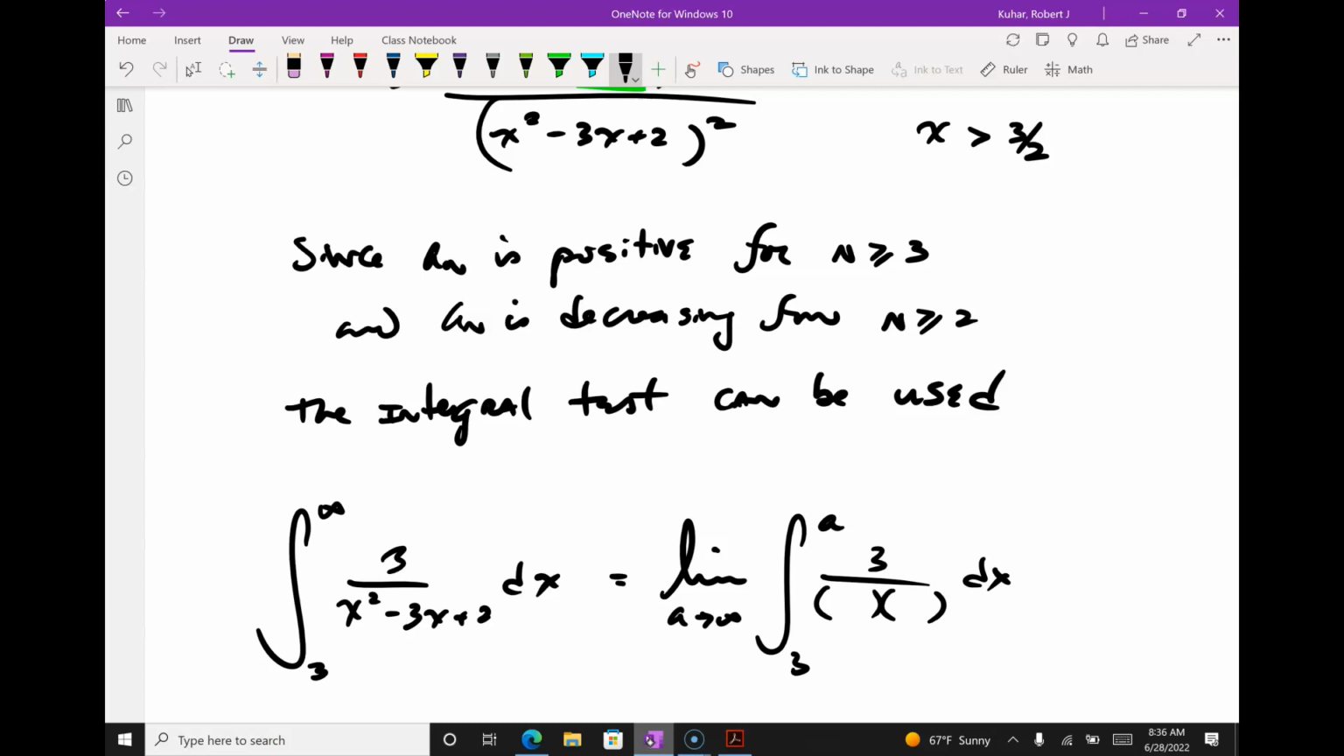What is it? Minus 2, minus 1? Is that right? Yeah.